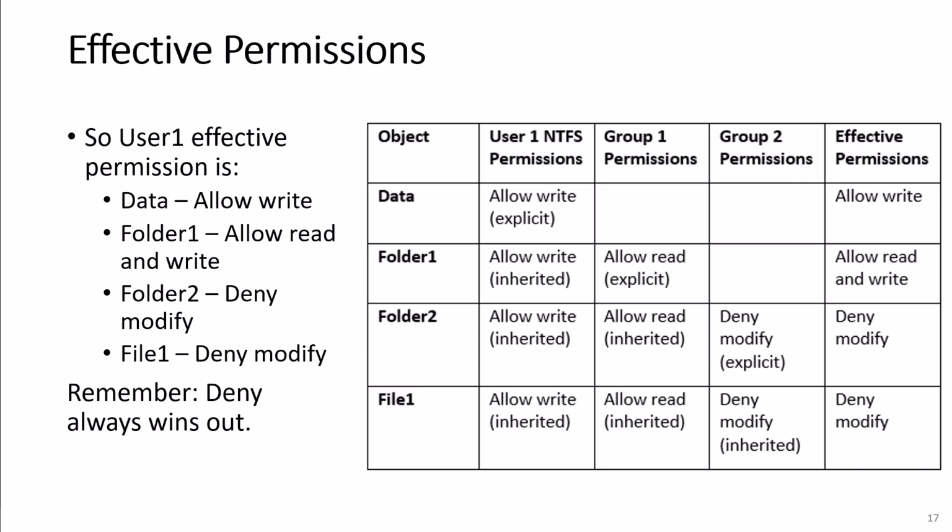For folder 2, the allow read and write would be inherited from the parent folder. However, since the deny modify permissions was explicitly granted to folder 2, user 1 has the deny modify permissions. Therefore, the effective permission of user 1 is that he or she will not be able to read, write, or modify the folder 2 in file 1.